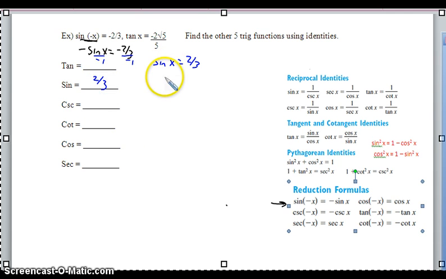So now I know that the sine is positive. So I'm thinking about where sine is positive. That's where the y values are positive. So sine is positive in these two quadrants, quadrants 1 and 2. And over here, tangent is negative.